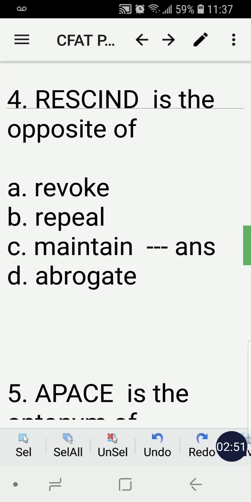Number four, rescind is the opposite of A, revoke. B, repeal. C, maintain. D, abrogate. Correct answer is C, maintain. If you notice here, by process of elimination, revoke, repeal, and abrogate, they all mean the same thing, which is to cancel. So therefore, the correct answer is C, maintain. Rescind is the opposite of maintain.